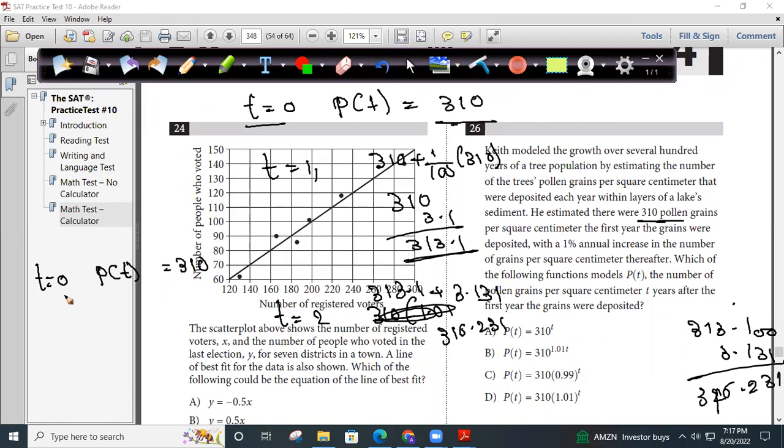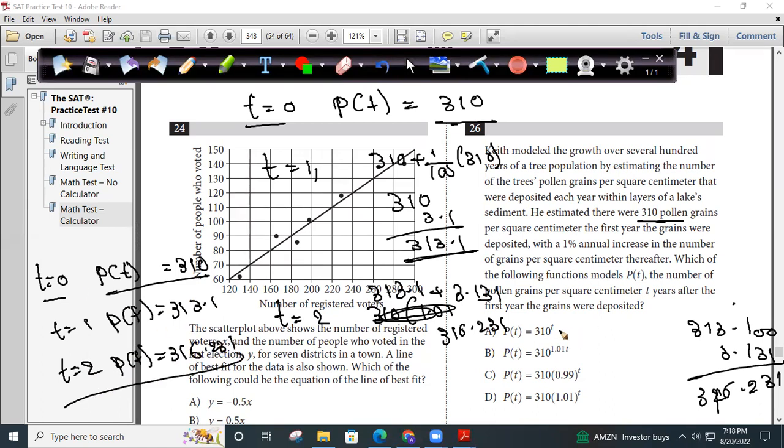So how to solve the exponential functions questions? One of the best ways is to use plugging in. Plugging in means plug in these values. When t equals 0, the population should be 310. When t is equal to 1, P of t should be equal to 313.1. When t is equal to 2, P of t is equal to 316.231.